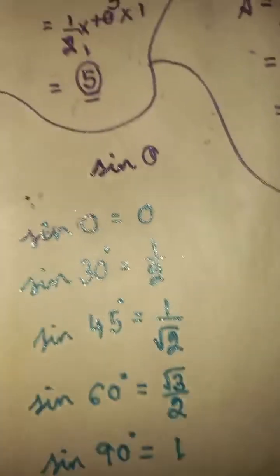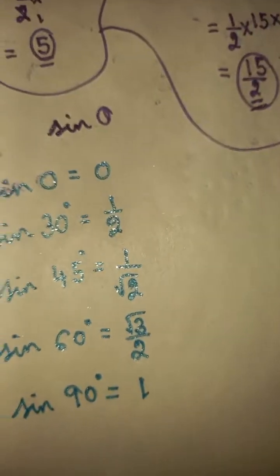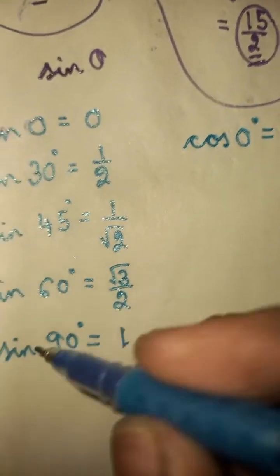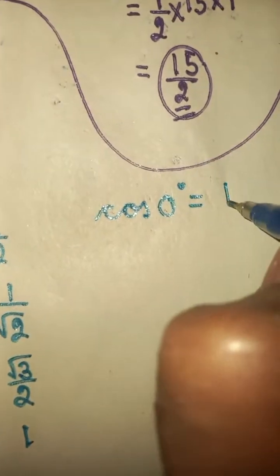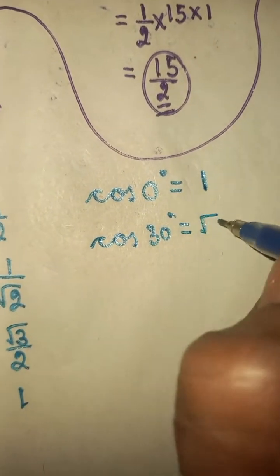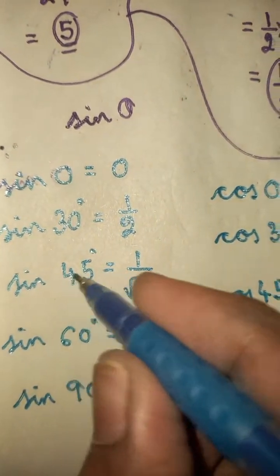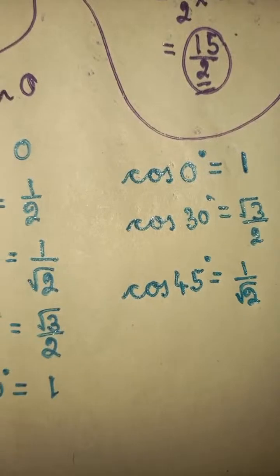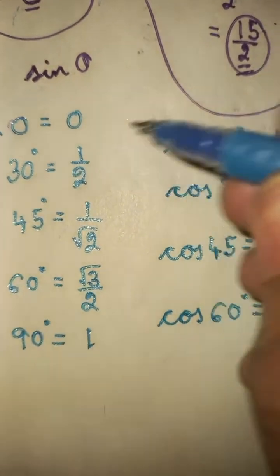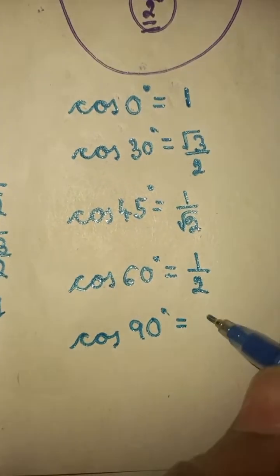The same ratios, if you write in reverse order, are going to become cos ratios. Let's take them in reverse order. Sine of 90 degree becomes cos of 0 degree, which is 1. Cos of 30 degree is root 3 by 2. And cos of 45 degree remains the same as sine 45 degree, so it is 1 by root 2. And then cos 60 degree becomes equal to sine of 30 degree, so it is half. And cos 90 degree will be equal to 0.